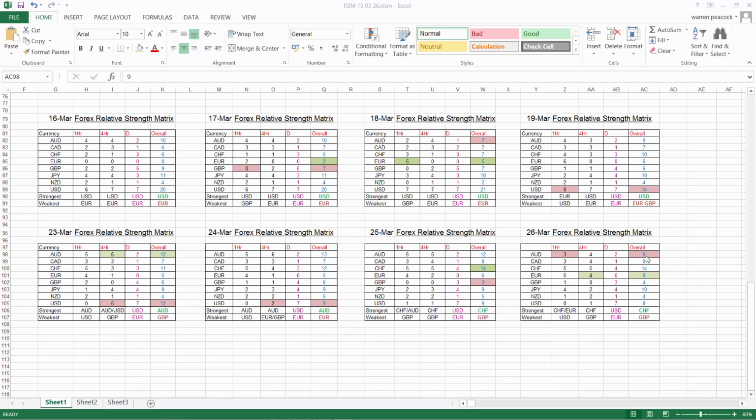Today's matrix shows the Australian dollar losing a bit of ground overnight, so volatility continues. It's got an overall score of 9, lost 2 points on the hourly, 1 point on the 4 hour. Daily chart remains on 2 as it has for some time. So Australian dollar still off my radar, not really interested in that volatility.